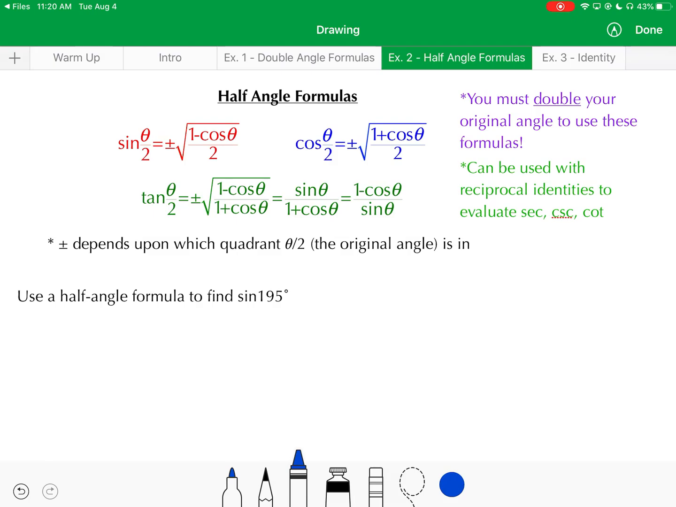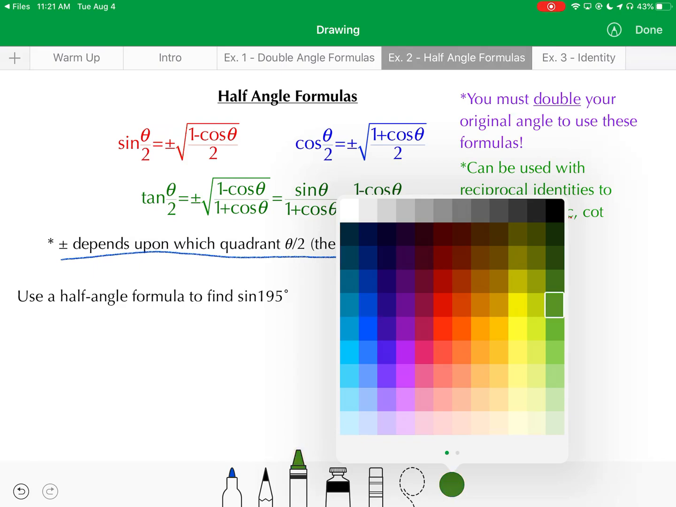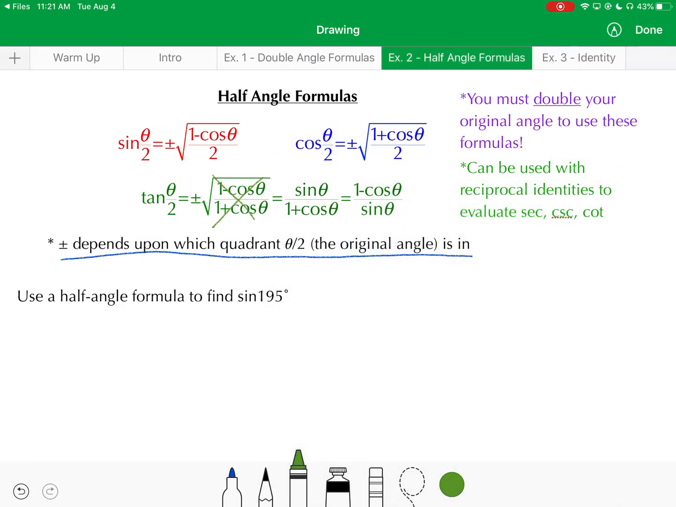The plus or minus, whether you choose the positive square root or the negative square root, is dependent upon which quadrant theta over 2, which is the original angle, is in, okay? So make sure you keep that in mind, all right? The other thing to notice also is that tangent has 3 double angle formulas. If I'm being honest, I would probably be hesitant on using the one that has the radical, just because the simplifying can get nastier on it than utilizing the other 2 formulas.